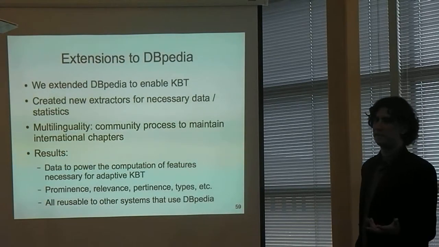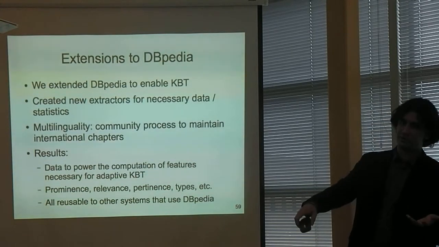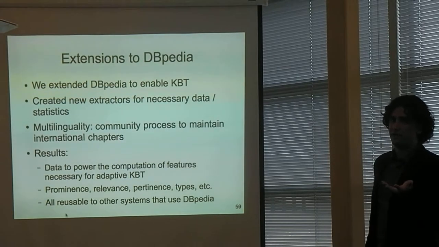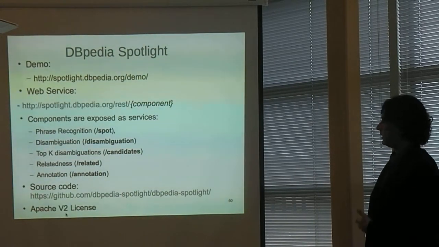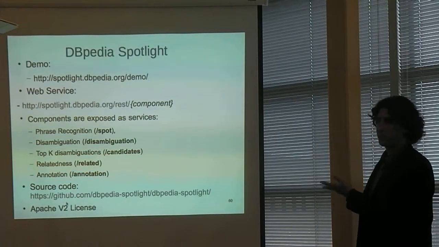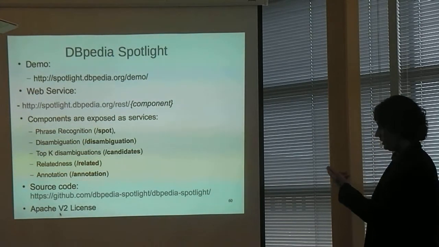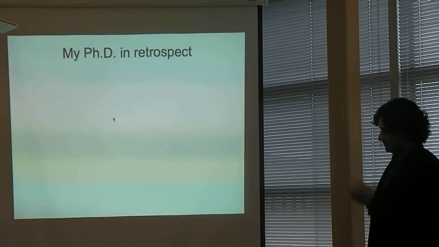All the data that we use in the system is also available, which is a new thing. Everybody can now build a new system to compare with our system based on exactly the same data that we use, because we added all of that back to the knowledge base. The system is available online if you want to play with it. All of the components are exposed as services. The source code is also available online. If you want to read it and give me a hard time for writing bad code, you can do that. It's shared under an Apache version 2 license.